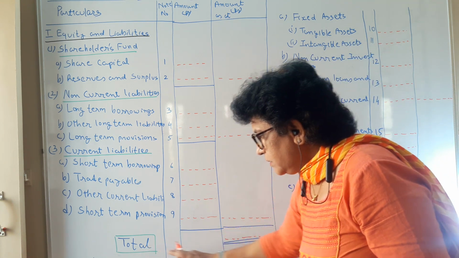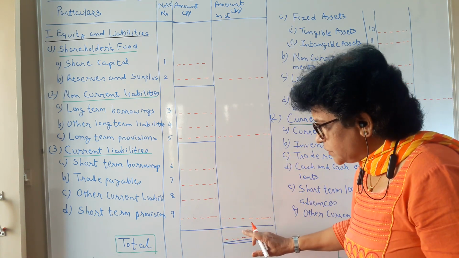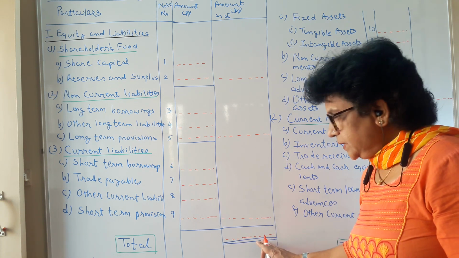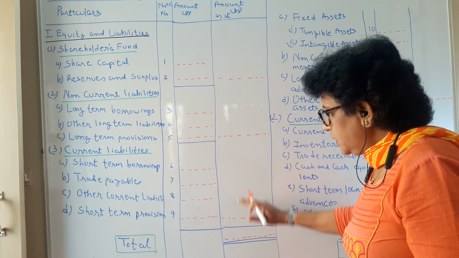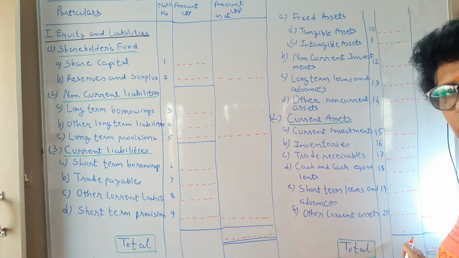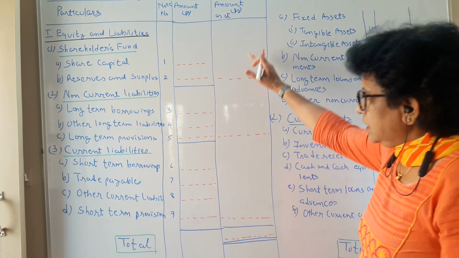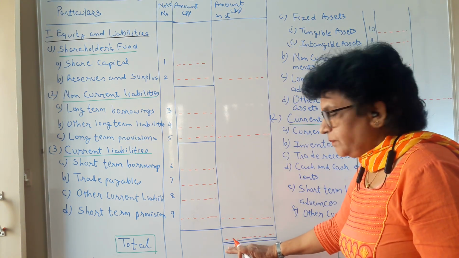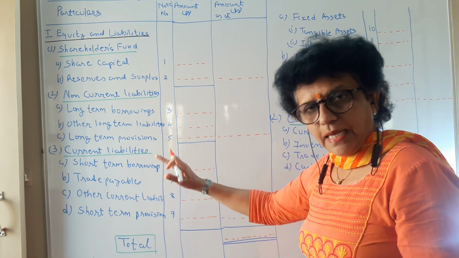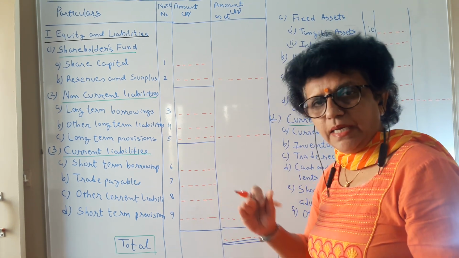So the final total of liability has to be put and two lines to be drawn, which indicate that this is the total of liability, which has to tally with the total of your asset. So here our liability section comes to an end. The vertical presentation, so asset will go side by side.